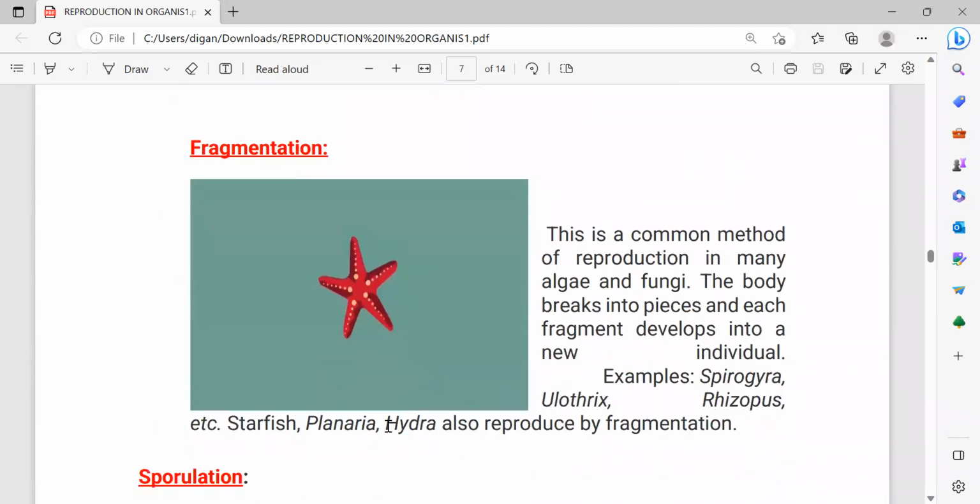Next is fragmentation. What happens in the fragmentation process? This common method is found in starfish. One part of the starfish breaks off, and as a result, from the broken part a new organism is formed. That type of asexual reproduction is called fragmentation.